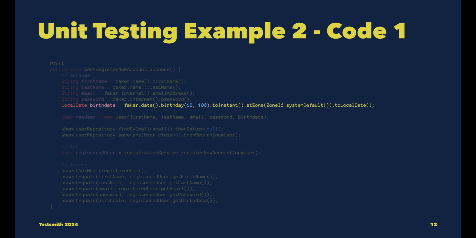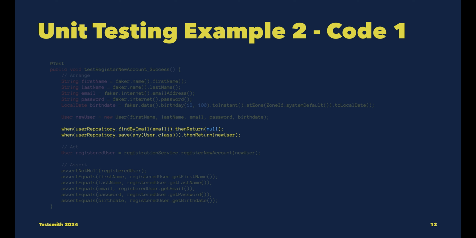Here, we use the Faker library again to generate a random birth date for the new user. The birthday method generates a date for a person aged between 18 and 100 years. The date is then converted to a local date object, which will be used to set the birth date of the new user. These lines set up the behavior of the mocked user repository.